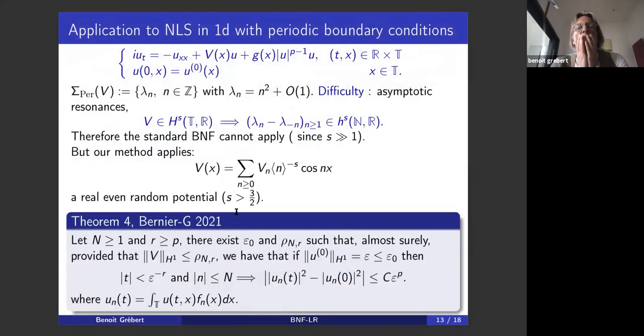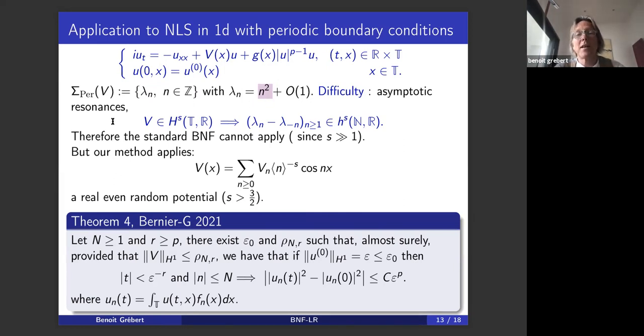So now two words about the periodic case, which is more complicated. I just want to explain why the periodic case is more complicated. For instance, Thomas, you know very well that the spectrum in the periodic case is a bit more complicated than in the Dirichlet case. So we still have a sequence of lambda n, for n now in Z, so n and minus n, and you still have these asymptotics. But you see that lambda n and lambda minus n are of the same order, n squared.